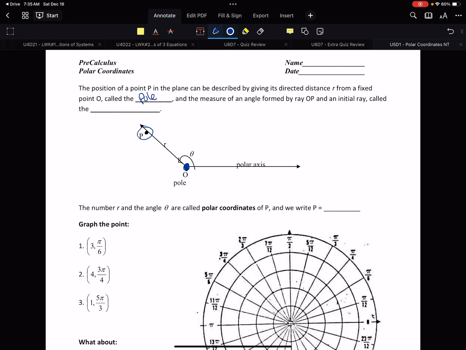We have our fixed polar axis, and from that polar axis, we rotate around theta amount of degrees to get to our point. And so every polar point is going to be r comma theta, meaning how far from the origin or the pole, and how many degrees do we rotate around to get there.